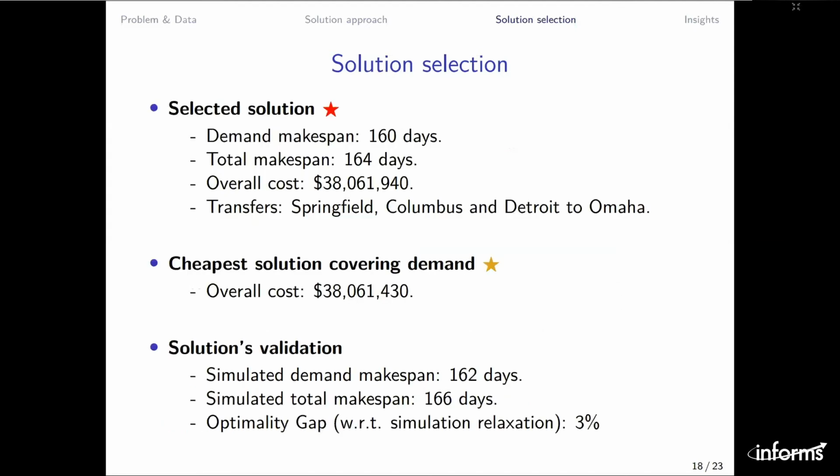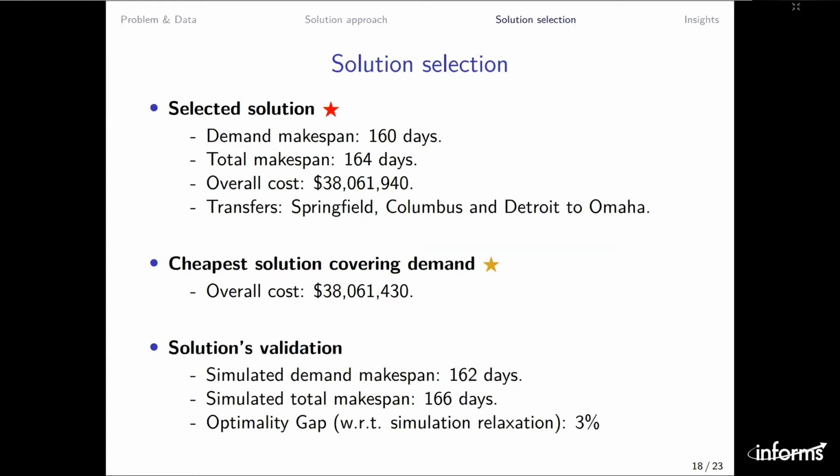Our selected solution has a demand makespan of 160 days and a total makespan of 164 days, which means that there are 16 days remaining before the deadline. As we can see, the overall cost of our solution is just 500 higher than the cheapest one found, and its demand makespan is almost 6 days lower.